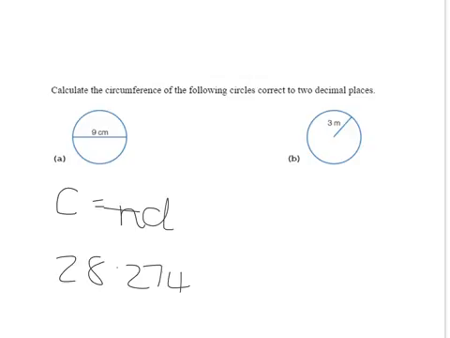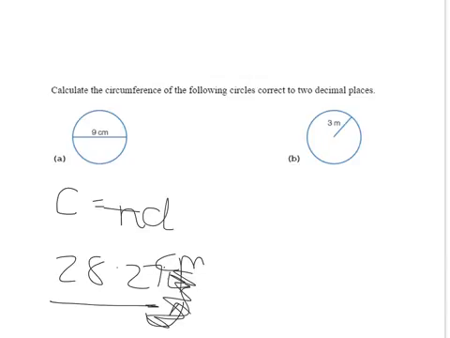28.274 whatever, but it says 2 decimal places, so that's my second decimal place. I look next door at the 4. Is he big enough to change him? No, he's not. So my answer is 28.27 centimeters. Don't forget to put your centimeters in.